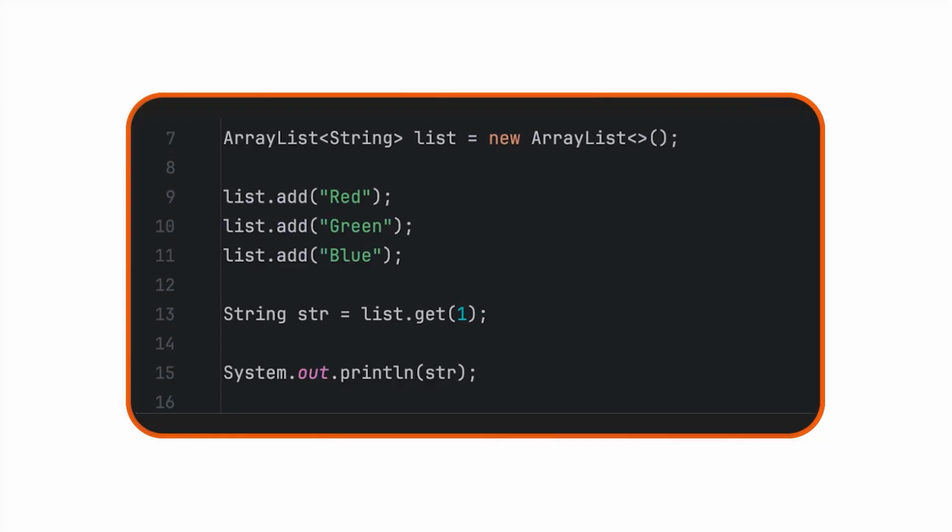For example, here a generic array list of type string is declared and then the standard array list method is called. Notice that casting was not needed. If you run this as an application, the output would be green, the element at index 1.